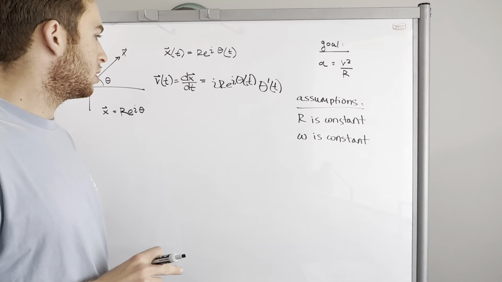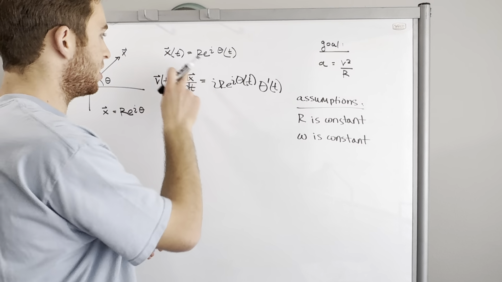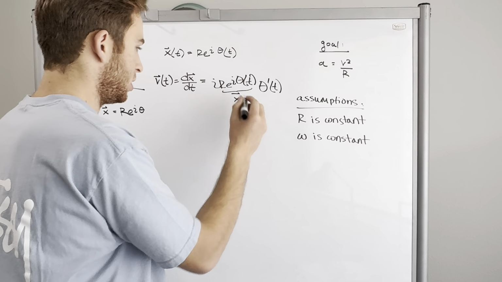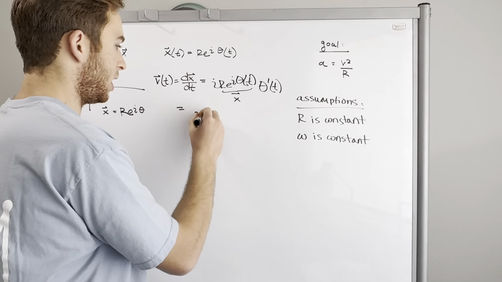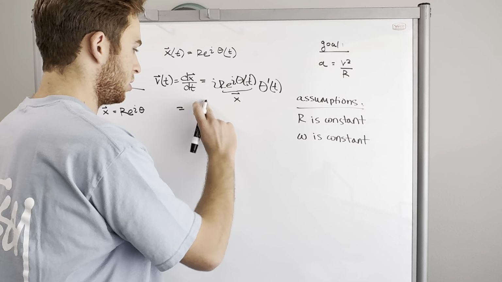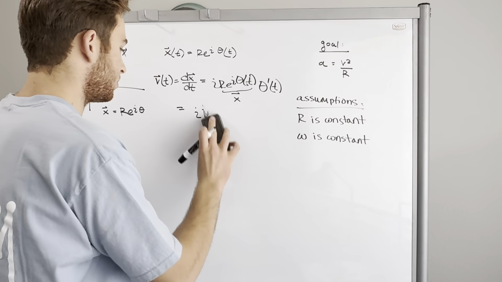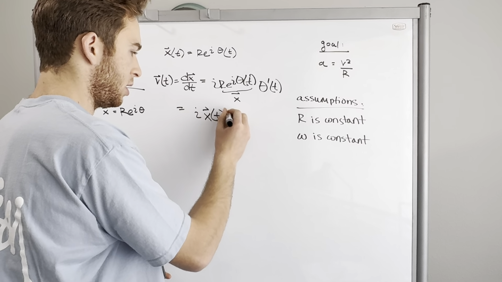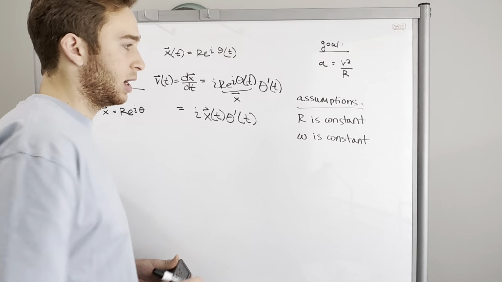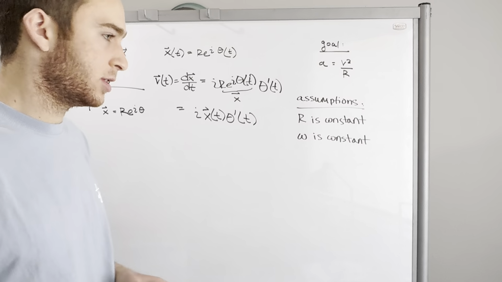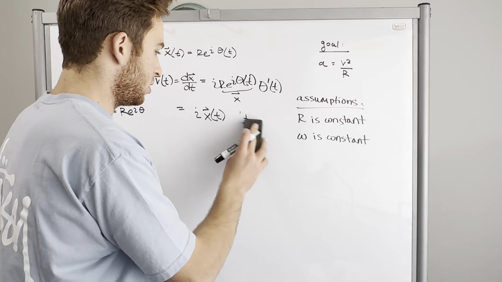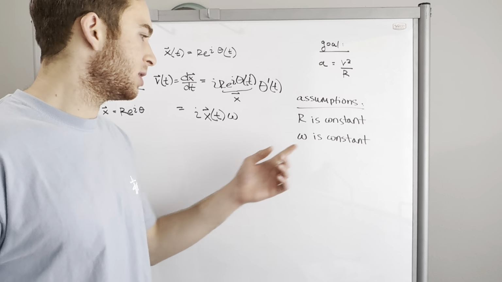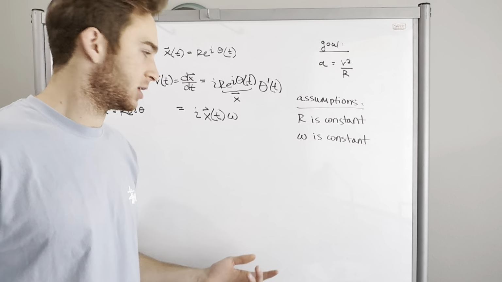Next, I'm going to make a little substitution here. I see that I have r e to the i theta of t in here, and so I'm just going to call that x. And I'm going to say that the velocity is equal to i x of t theta prime of t. And then angular velocity, w, is just theta prime of t, so I can replace that with w. And I'm not going to write w of t because, as I already established earlier, w is a constant.